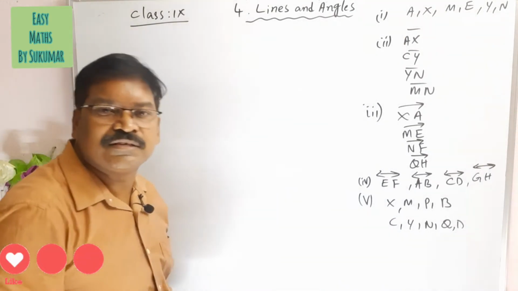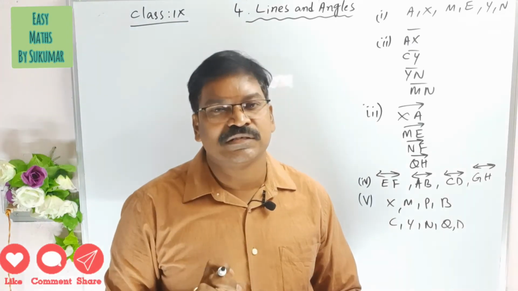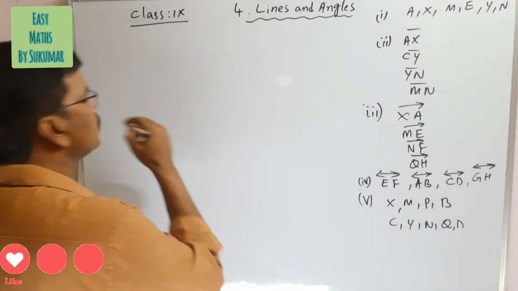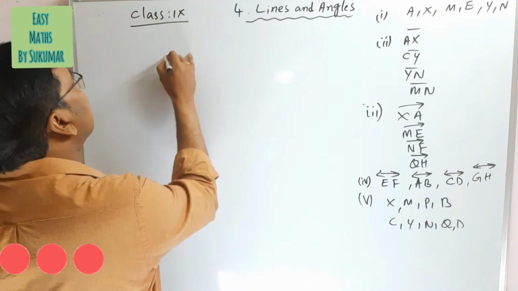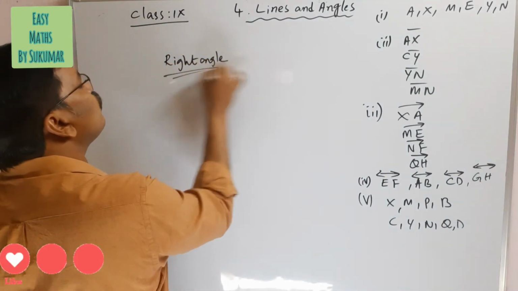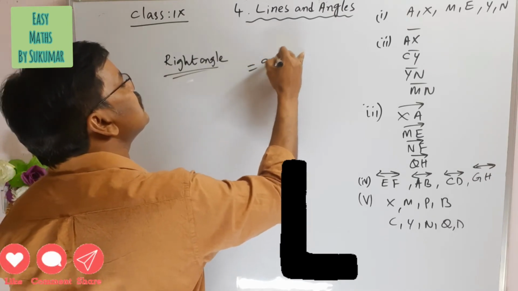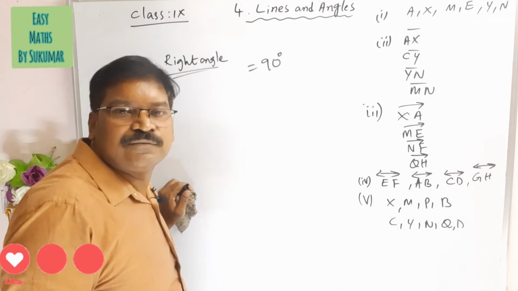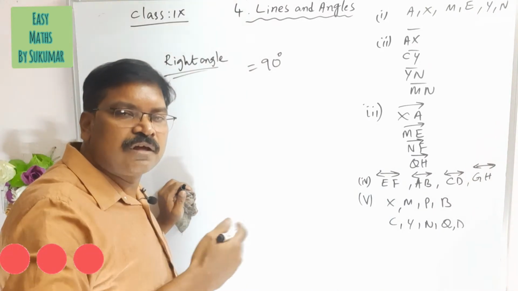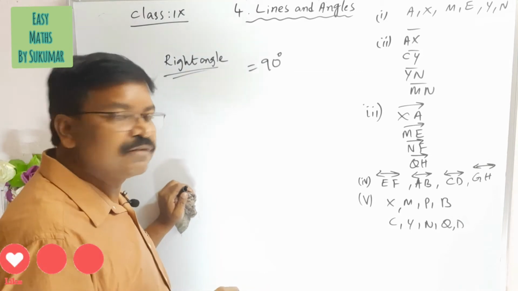Types of angles. Angle means, as I told you, my dear students, the union of two rays. It has a common vertex also. So, what are the types of angles? Right angle. Right angle means the angle between two rays is 90 degrees. That is called a right angle. We can also call it perpendicular.